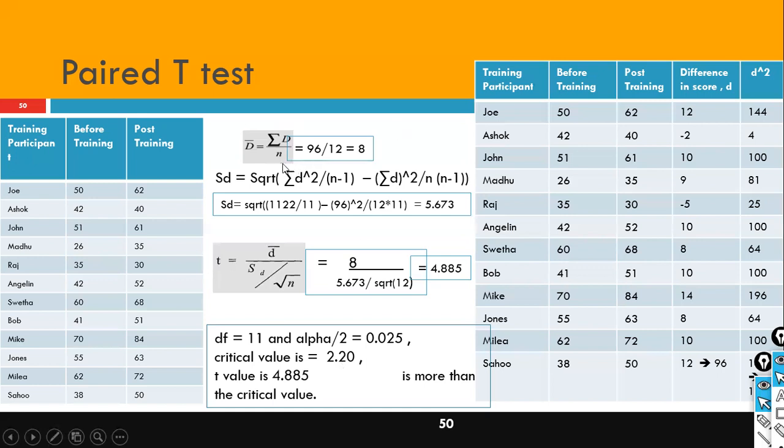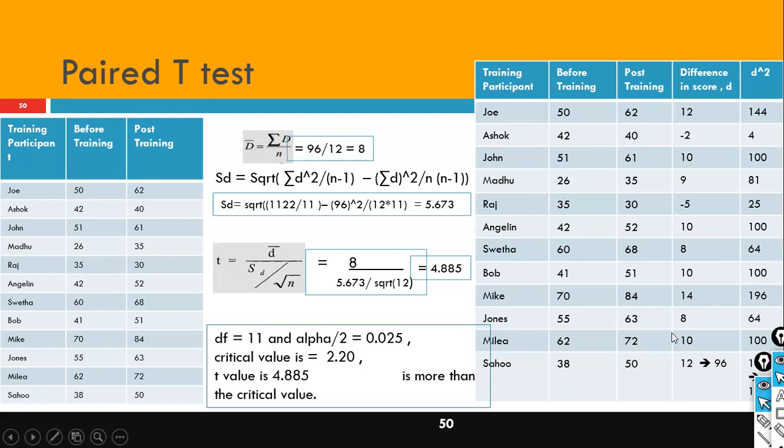If you see, you have D bar. Look here on the right side, I mentioned the same thing. And the difference in score: 62 minus 50 is 12, and 40 minus 42 is minus 2. You are finding out the difference between post training and before training. This is what is called D, and you need to add all these values. You'll get 96 in total. The sum of D. If you add all these values, you will get the sum of D.